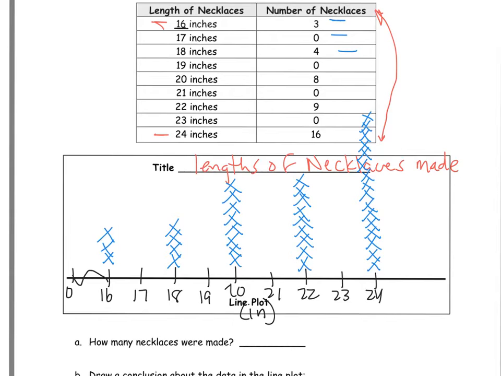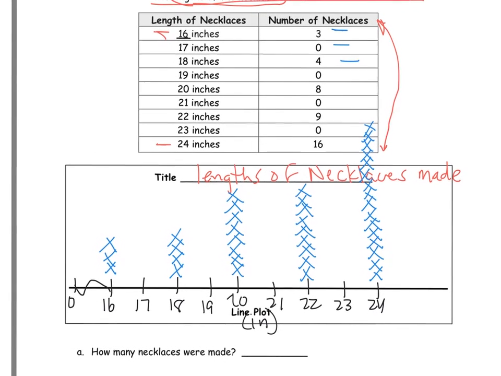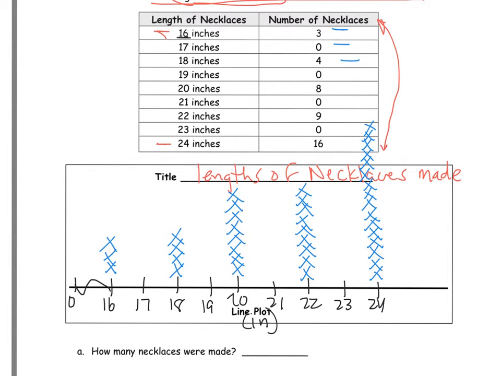So down below, how many necklaces were made? They're asking for total. So there's 2 ways I can do this. I can count all the x's, or I can just add up the numbers that I see in here. And that's 16, 9, 8, 4, and 3. And I would break it apart and kind of do a few at a time. So 16 and 9, that's going to get me 25. 8 and 4 will get me 12. And then I'm going to bring out my 3. So now I only have 3 numbers to add.